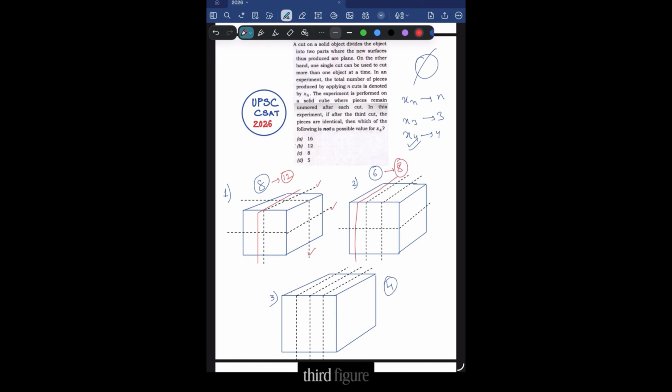And now let's look at the third figure. Now finally visualize this arrangement. Here the first 3 cuts produce 4 equal slabs. Now let me draw the final cut. The fourth cut divides one of the slabs, so the total number of pieces become 5. So the possible values of x4 are 12, 8 and 5. There are no other possible values. Since 16 is not among these values, it is not a possible value of x4. Hence the correct option is option A.